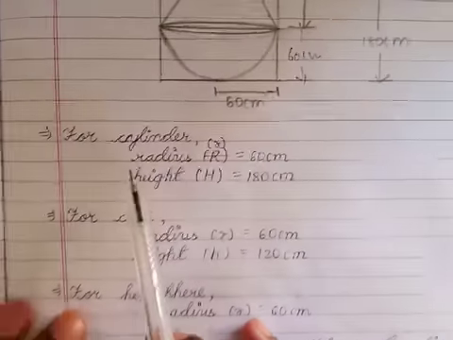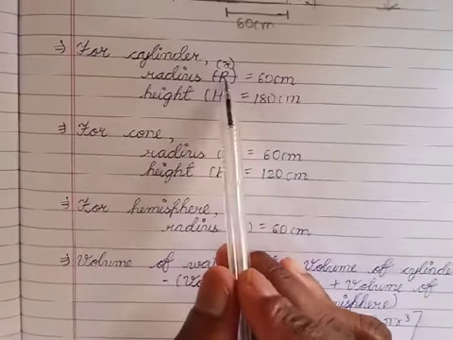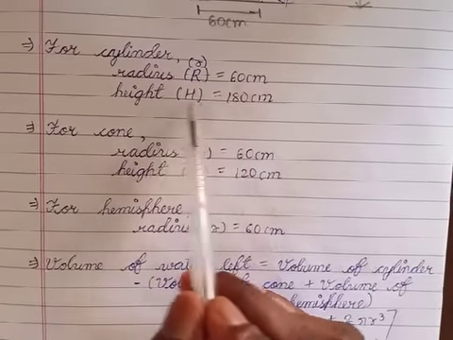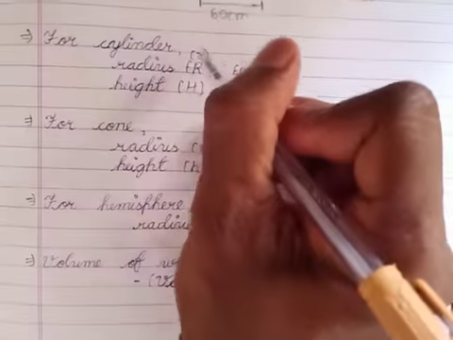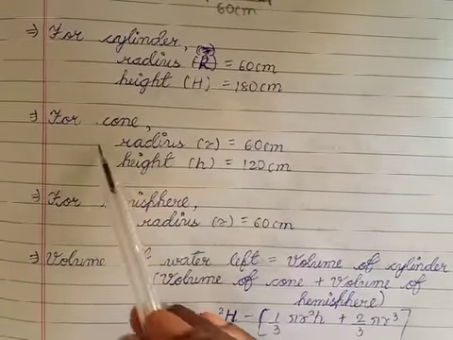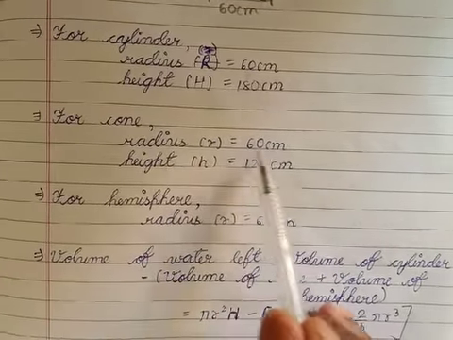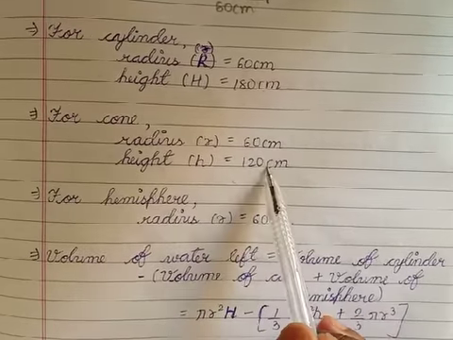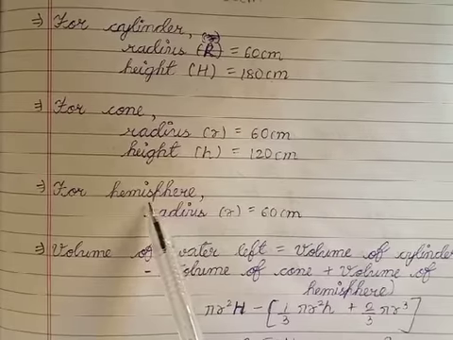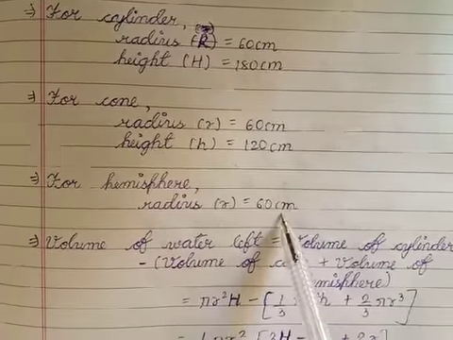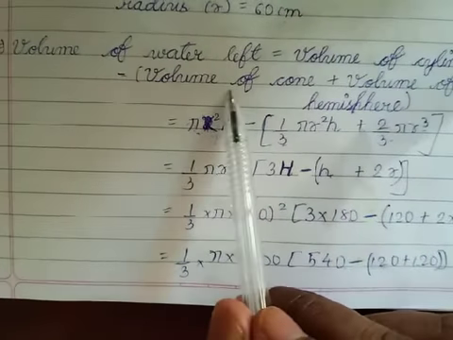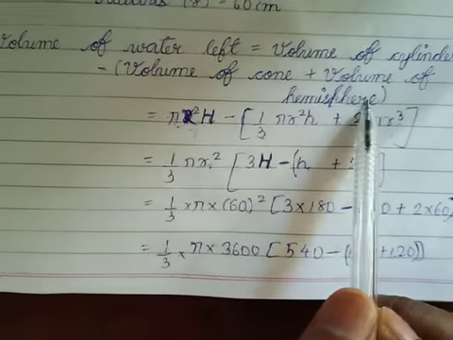Okay. For the cylinder, radius R is equal to 60 cm, and height is equal to 180 cm. Let it be capital R. For the cone, radius is small r, 60 cm, height is 120 cm. For the hemisphere, radius is 60 cm. Volume of water left is equal to volume of cylinder minus volume of cone plus volume of hemisphere.